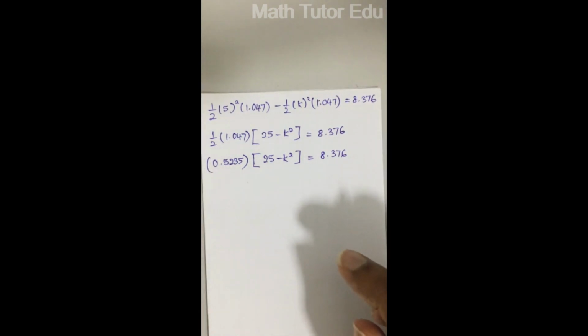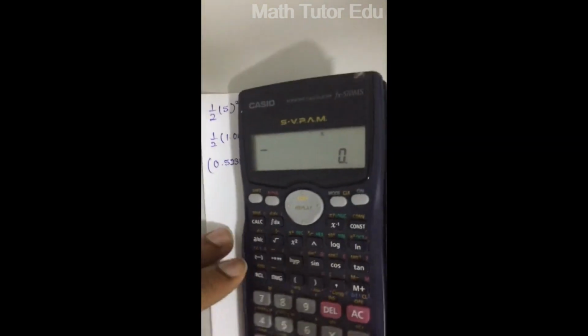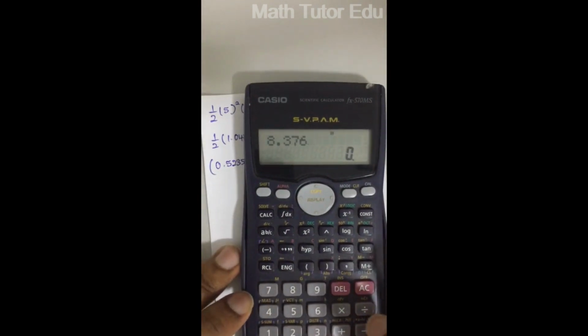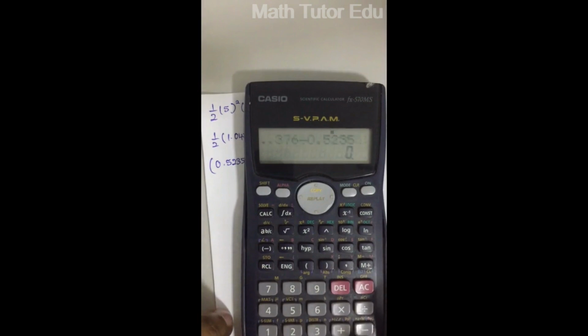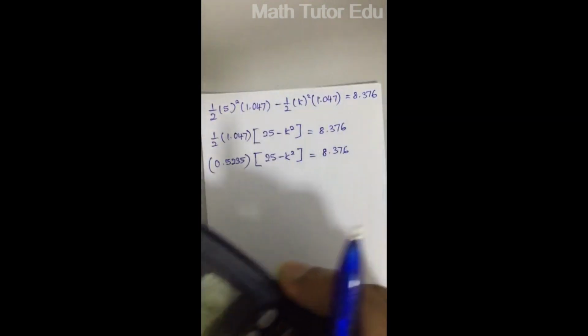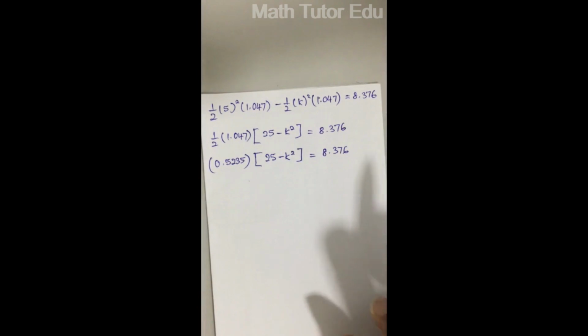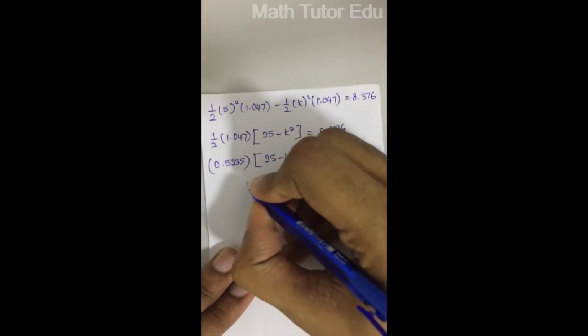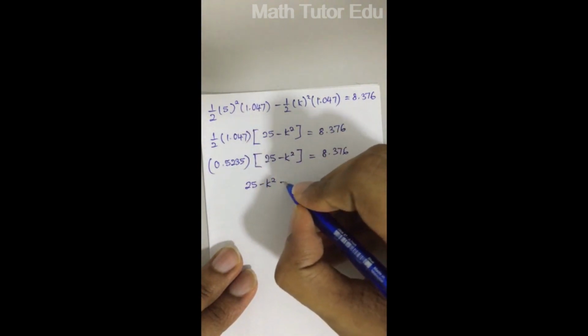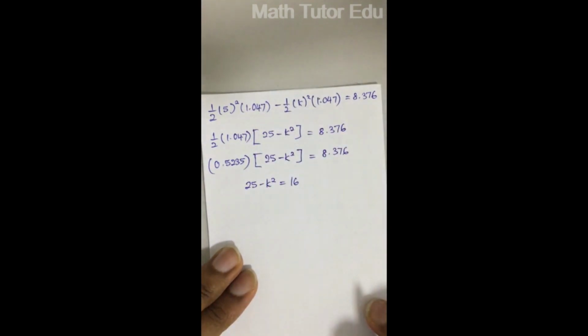Okay, so let us open our calculator. So from here 8.376 divide with 0.5235, you should get equals to 16. So from here 25 minus with k square equals to 16.